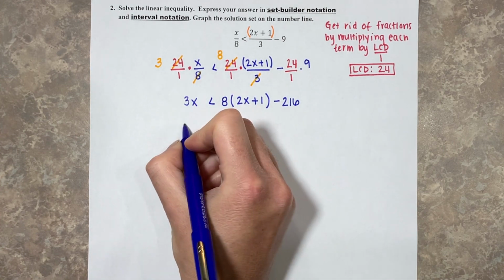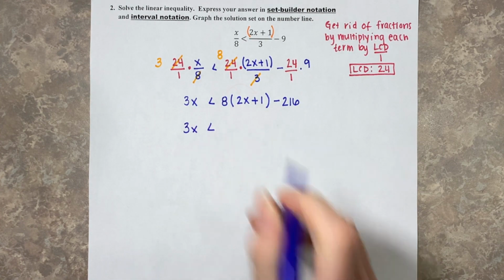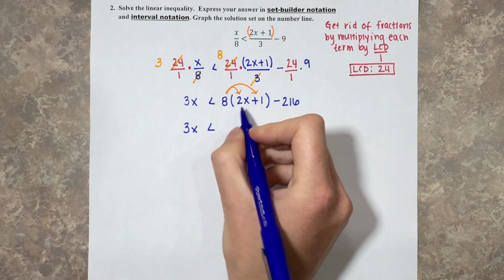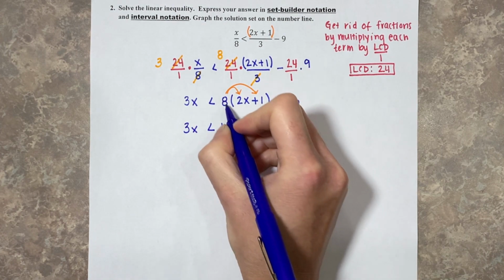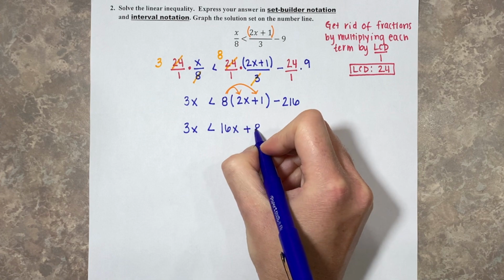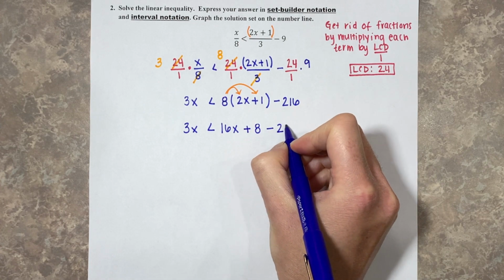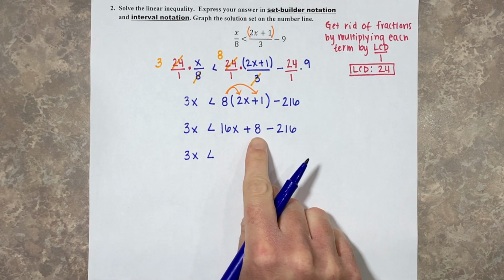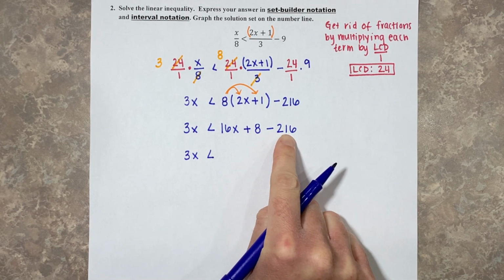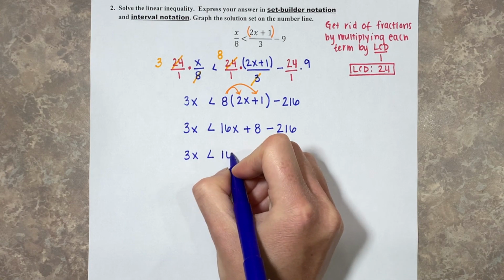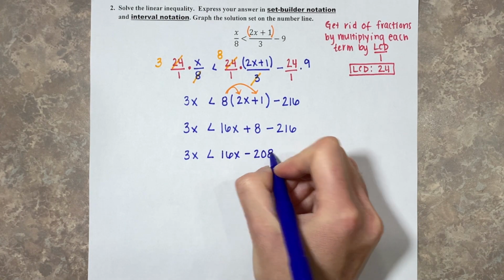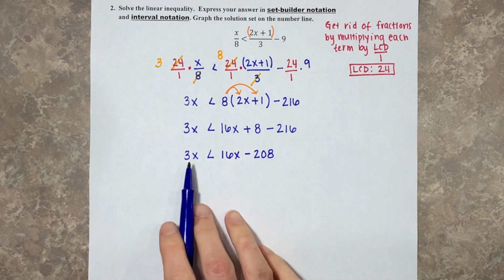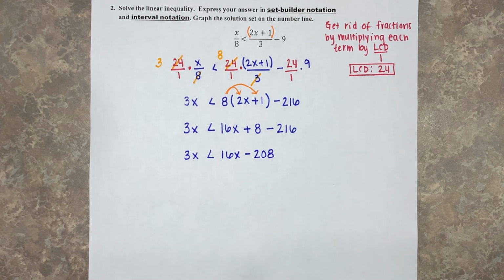The 3x can't be simplified, so we'll just bring it down. Let's distribute the 8. 8 times 2x will give us 16x, and 8 times 1 will give us a positive 8, and we'll bring down the minus 216. And let's take 8 minus 216 to give us negative 208. Now we've simplified the left and the right side of the equation as much as we can.